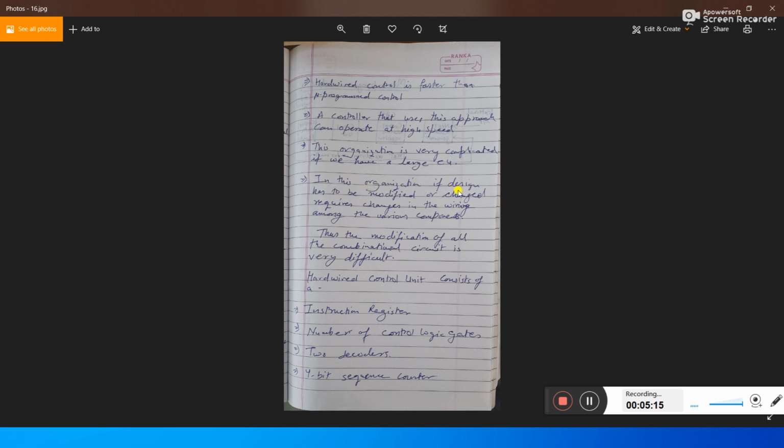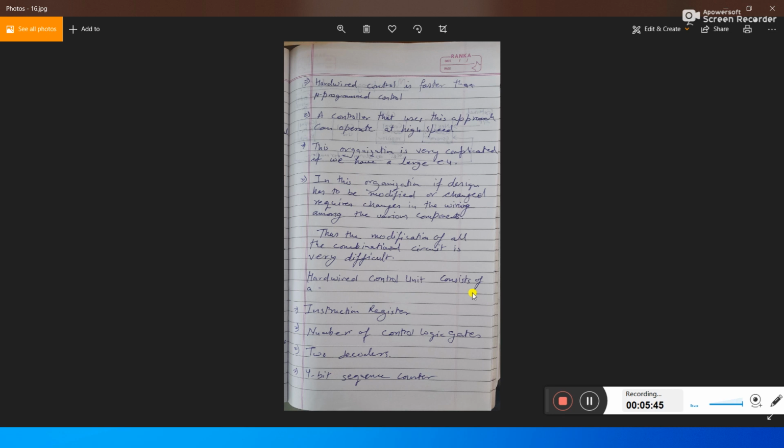In this organization, if the design has to be modified or changed, it requires changes in the wiring among the various components. Thus the modification of all the combinational circuits is very difficult. For example, if I have a fixed logic and I want to change some things, I cannot change this logic. That is why we cannot use a modified structure for that.